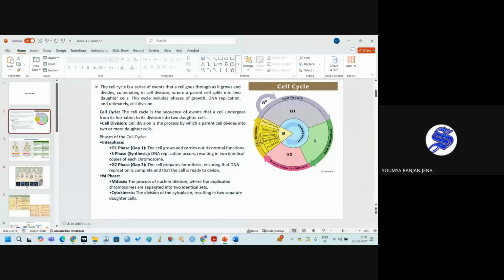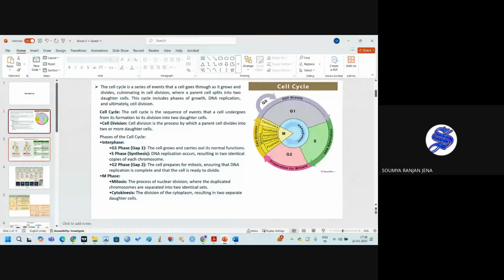In the mitosis phase, nuclear division occurs, where the duplicated chromosomes are separated into two identical sets. Then the cell divides to form two daughter cells. The mitosis process has two parts: one is karyokinesis and another is cytokinesis. Karyokinesis includes prophase, metaphase, anaphase and telophase. In cytokinesis, the cytoplasm finally divides and gives rise to two separate daughter cells.